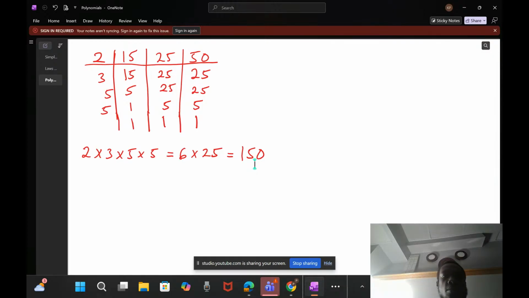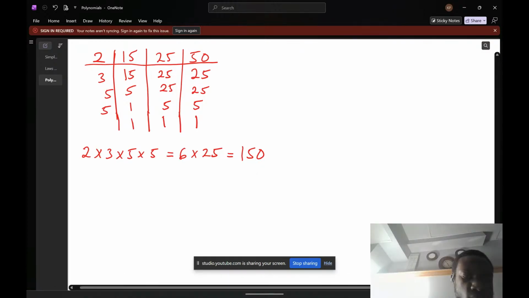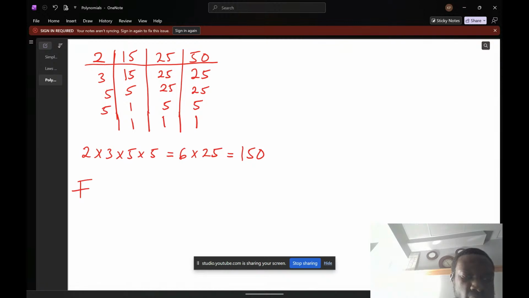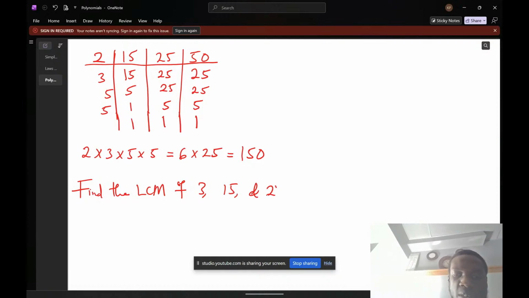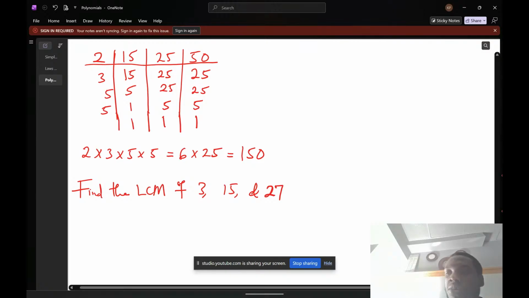So now we'll do another one. Let's find the LCM of 3, 15, and 27. I believe by the time I do this last one, anybody that doesn't understand LCM will get it now.